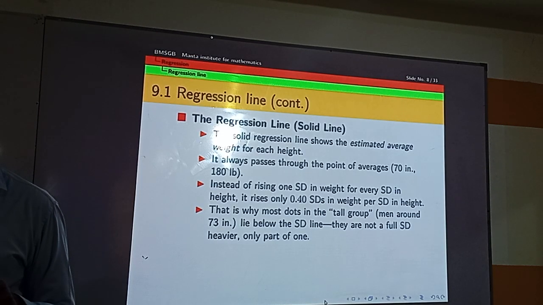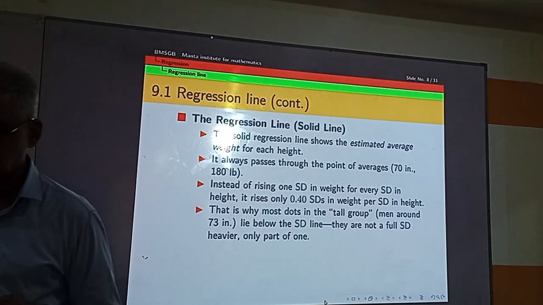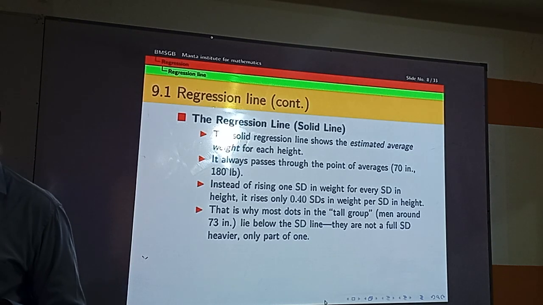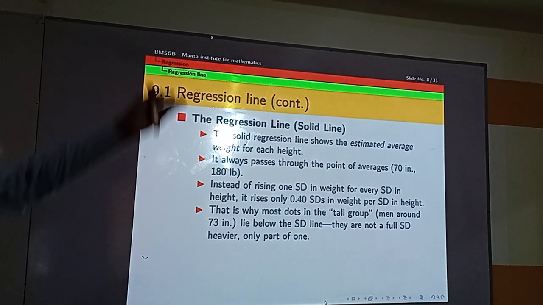That is why most dots in the tall group lie below the SD line. Okay, so this is what Garrett saw earlier.